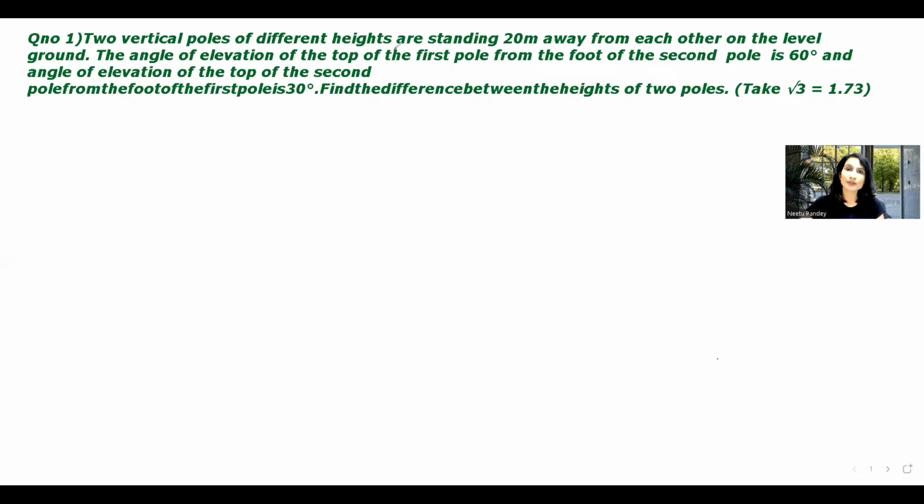Two vertical poles of different heights are standing 20 meters away from each other on the level ground. So here they are talking about two different poles, two vertical poles, and they are of different heights. One may be a little tall, one may be the short one, and they are at a distance of 20 meters from each other on the ground. The angle of elevation of the top of the first pole from the foot of the second pole is 60 degrees, and the angle of elevation of the top of the second pole from the foot of the first pole is 30 degrees. Find the difference between the heights of the two poles.